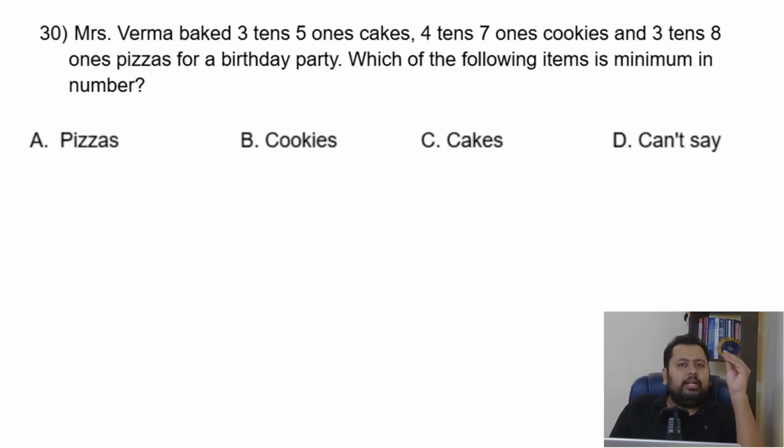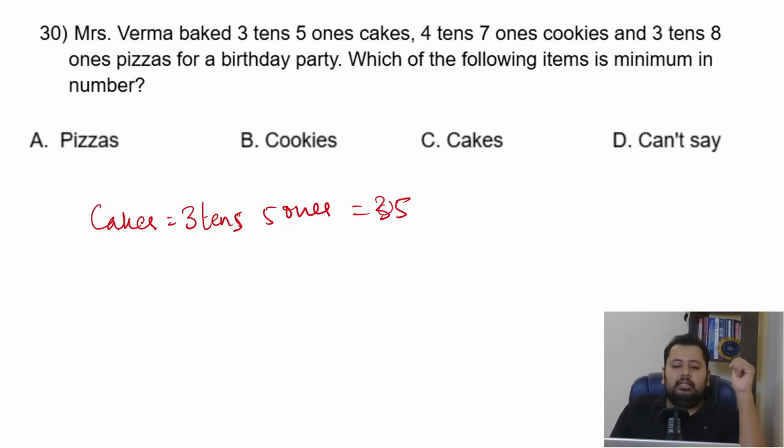Great. I hope you know that minimum means small, less, right? So let's see cakes. What is given? Mrs. Verma has baked 3 tens, 5 ones. That is nothing but 35, right? Let me write it this way. 3 tens is 3 into 10, plus 5 multiplied by 1. If you do this, 30 plus 5, it is 35, correct?